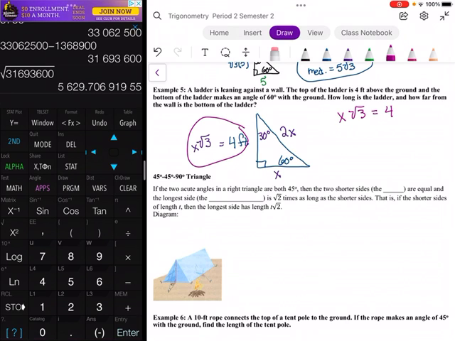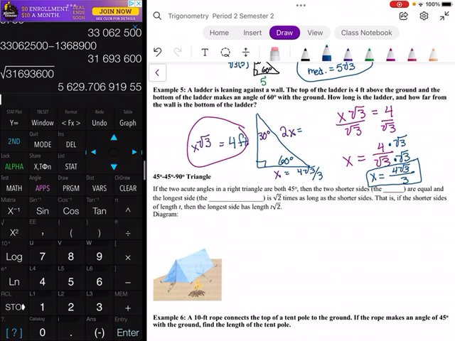Divide both sides by the square root of 3, and we get x equals 4 over the square root of 3. Now if you remember back to our rules of fractions, we need to rationalize that denominator. So we're going to get 4 square roots of 3 over 3 for x. So we know that's our shortest side. Then we need to multiply that by 2 to get our longest side, which will give us 8 square roots of 3 over 3.